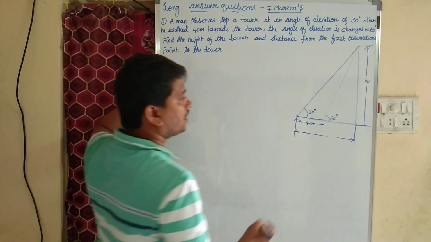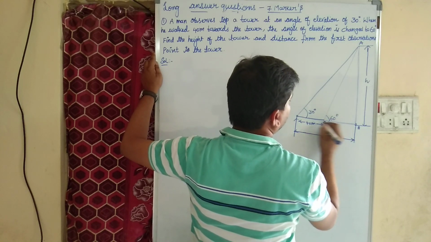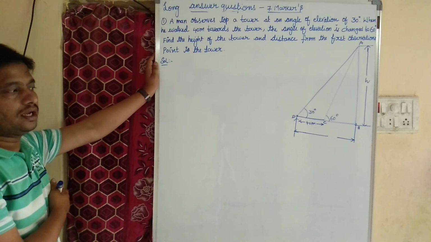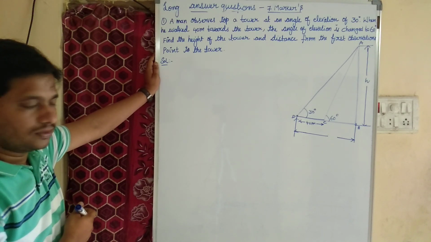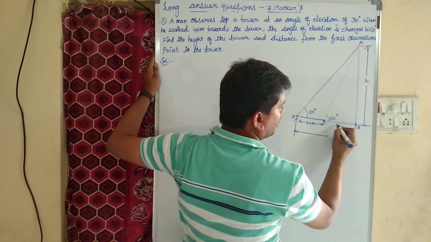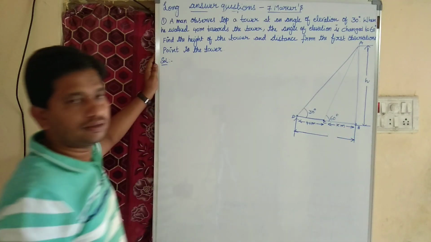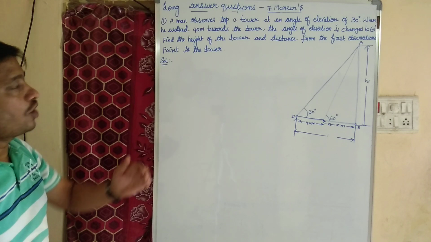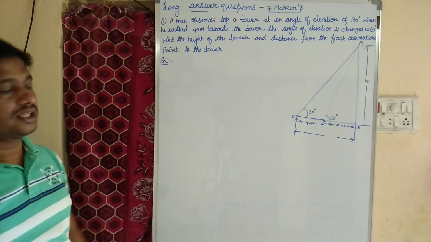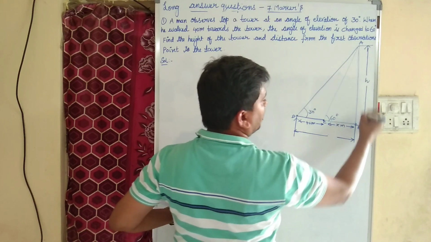Okay, let me name the triangle A B C D. Now we don't know the distance between this point C and B. Let it be x meters, because when he walked 40 meters towards the tower, the angle of elevation changes to 60 degrees. So let us consider triangle ABC.